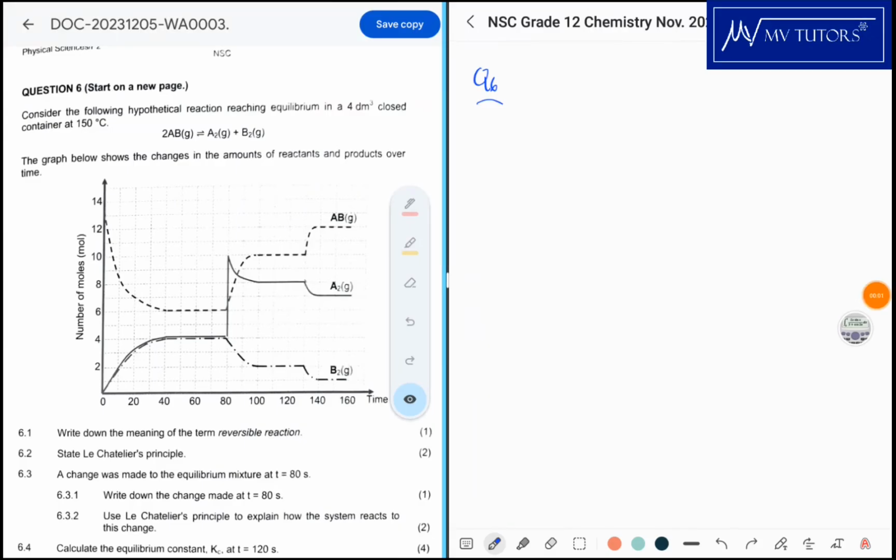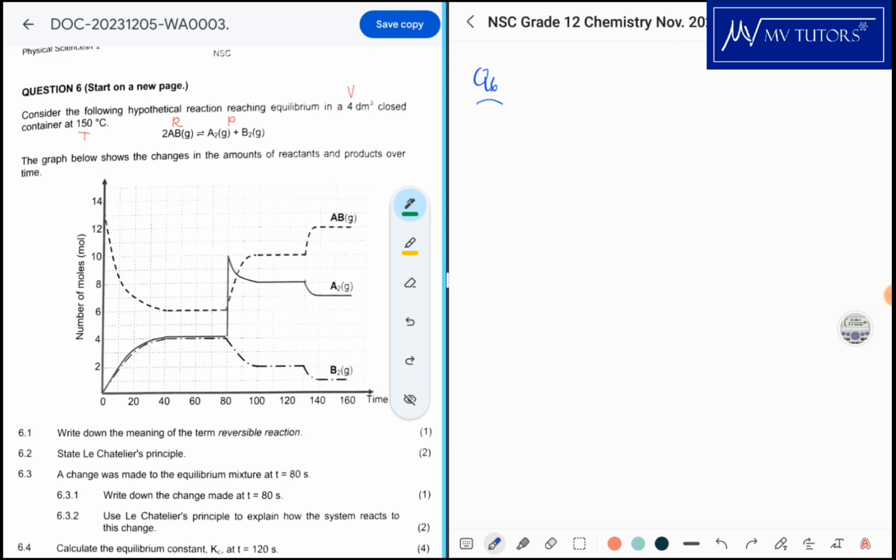Question 6, we are at the chemical equilibrium section of the paper. This now says, consider the following hypothetical reaction reaching equilibrium in a 4 cubic decimeter closed container at 150 degrees Celsius. So basically what we have here is the volume, and then we have the temperature as well. We have our reactants over here, and these are our products, if you're looking at the forward reaction. Then it says the graph below shows the changes in the amounts of reactants and products over time.